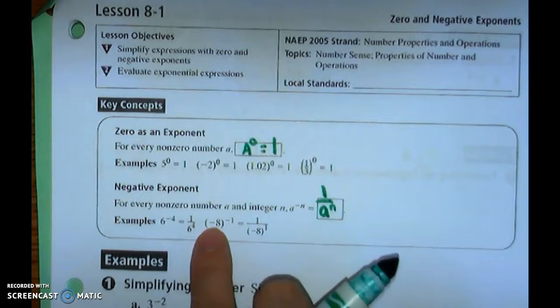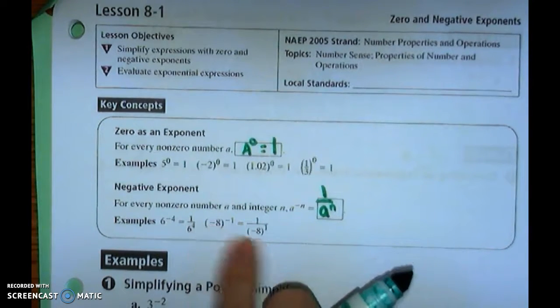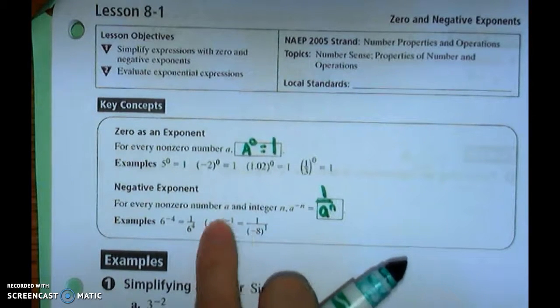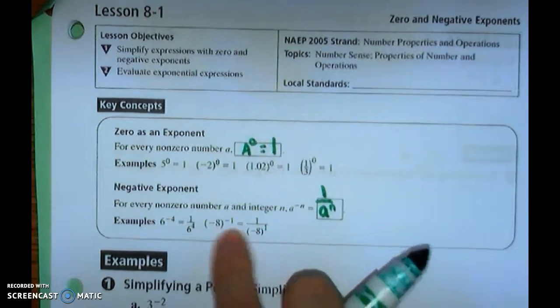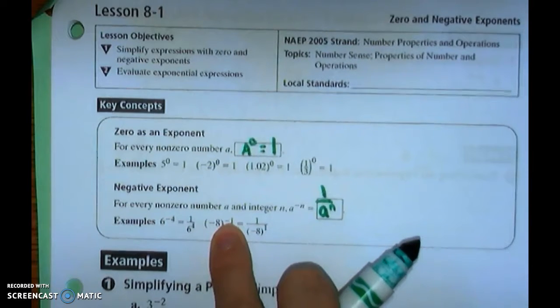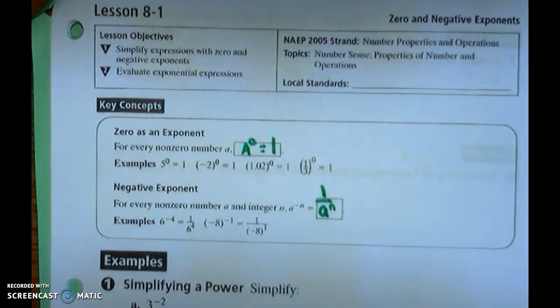If I have negative 8 to the negative 1, notice what happens here. The exponent comes down and it loses its negative sign. I like to think of that negative exponent as its ticket to the basement. Okay, so let's look at a few of them here.